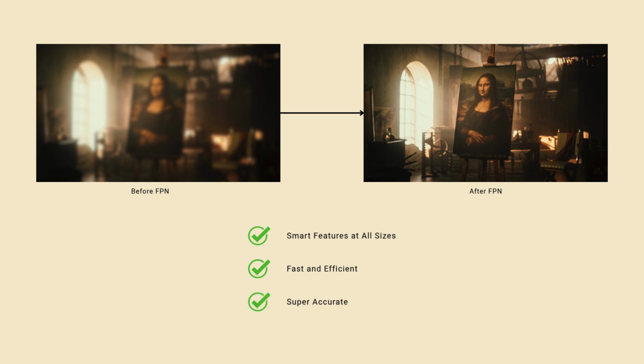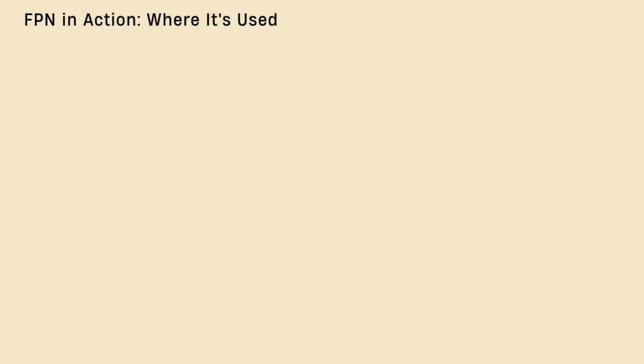Super accurate. FPN achieved amazing results in tough computer vision competitions, even beating complex systems without needing any extra tricks. It significantly improved how well computers could find objects, especially small ones. Consistent training. With FPN, the same system can be used for both teaching the computer and for actually using it. This makes the whole process smoother and more reliable. FPN isn't just a cool idea, it's a practical tool used in many computer vision systems to make them better.